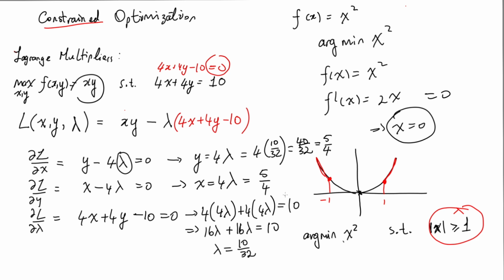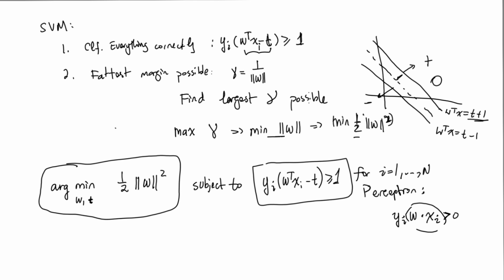This Lagrangian is basically what we're going to need to set up for the SVM case. In the SVM case, we have a slightly different optimization problem. So let's look at the SVM case. We want to minimize with respect to W and T half of the norm squared, subject to yi times W transpose xi minus T being greater than or equal to 1. That's what we wrote down here.